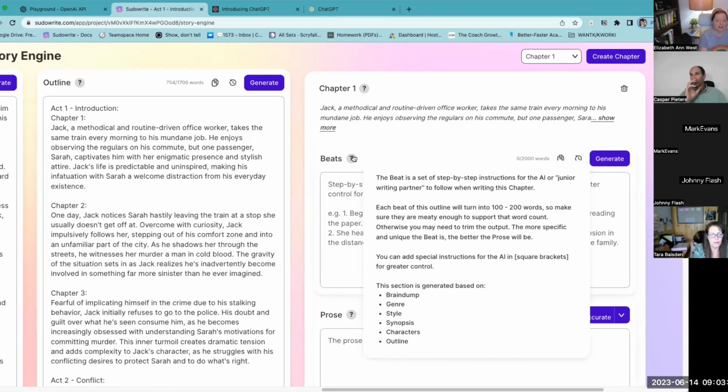And you'll see the AI or junior writing partner. The only thing that's missing out of this is about the commands. It says you can add special instructions for the AI in square brackets for greater control. I wish I could add here something like literary terms, like we used vignettes in our example today. I've never done Story Engine with vignettes before, but you can do it with all different kinds of literary devices and everything.